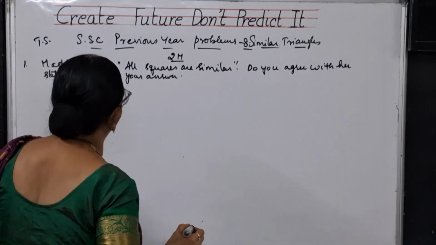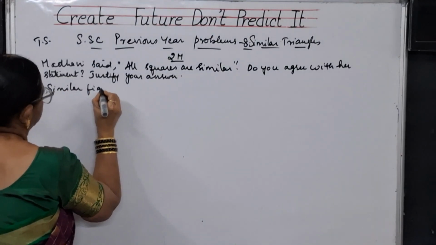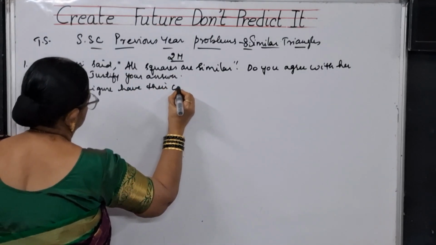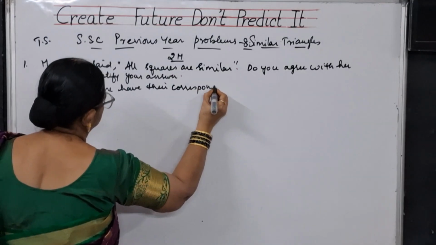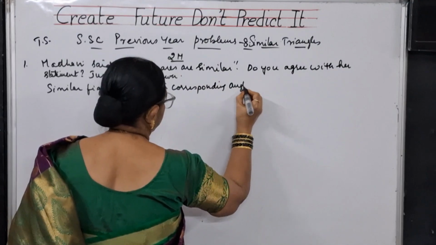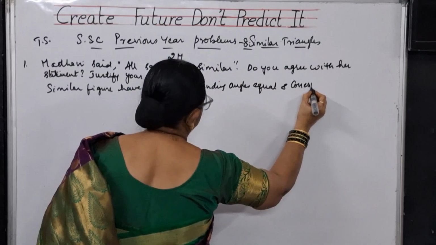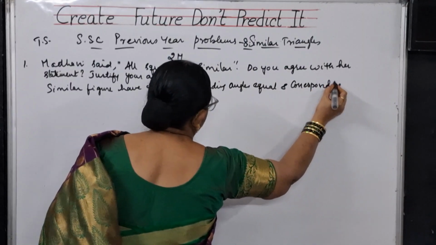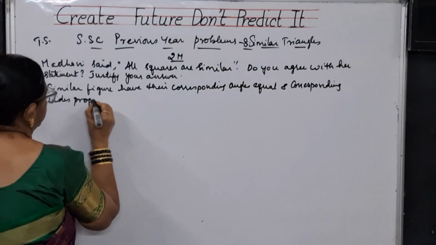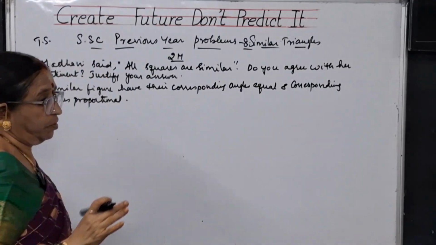So first, what are similar figures, children? Similar figures have their corresponding angles equal and corresponding sides proportional. So actually this is the property of similar figures.